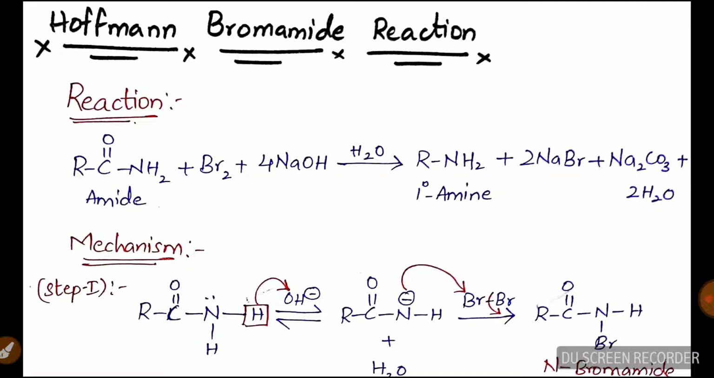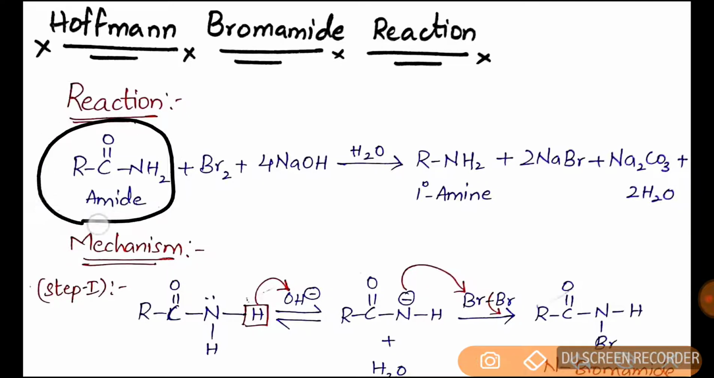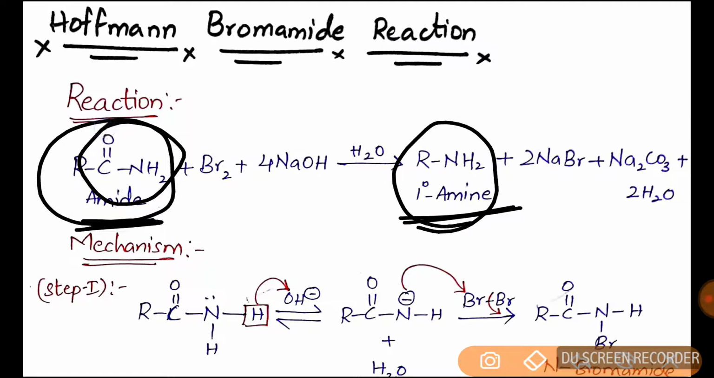Coming to this reaction, the Hoffmann bromamide reaction is nothing but a reaction which involves the conversion of an amide. So this is the amide, guys. The conversion of an amide into an amine, that is a primary amine. So the Hoffmann bromamide reaction converts a primary amide into an amine. This is an amide group, guys. C double bond O NH2 is an amide group, in the presence of bromine, sodium hydroxide and hydrolysis. Okay, this is the reaction. It's important to remember this reaction also.